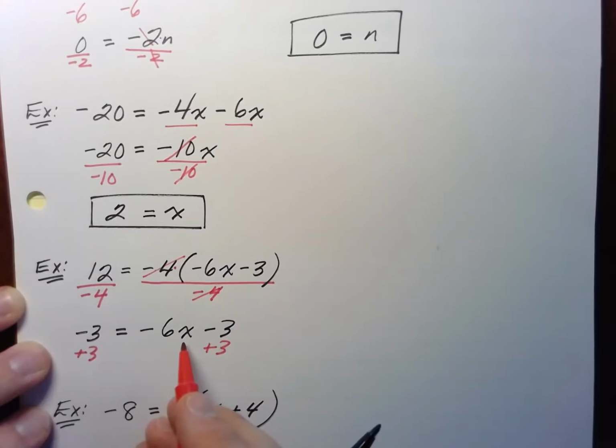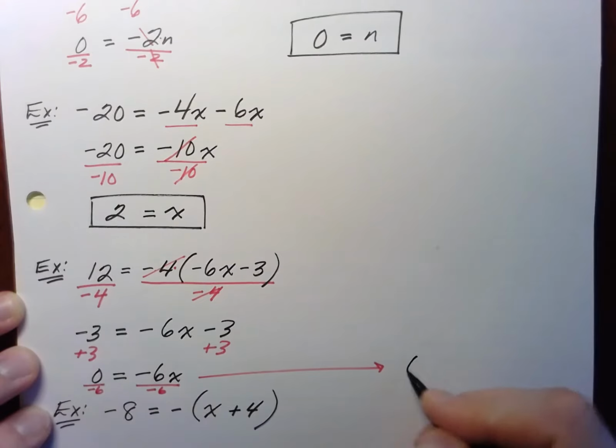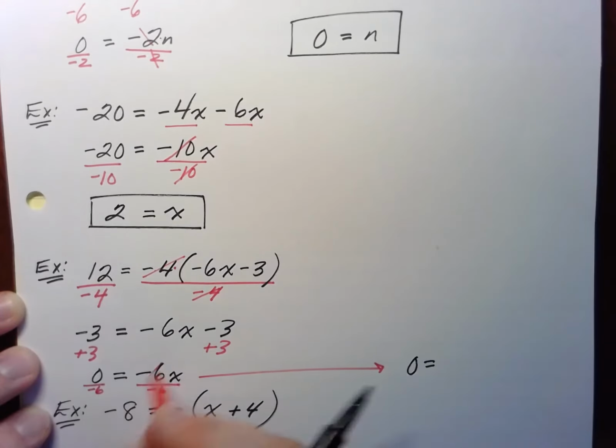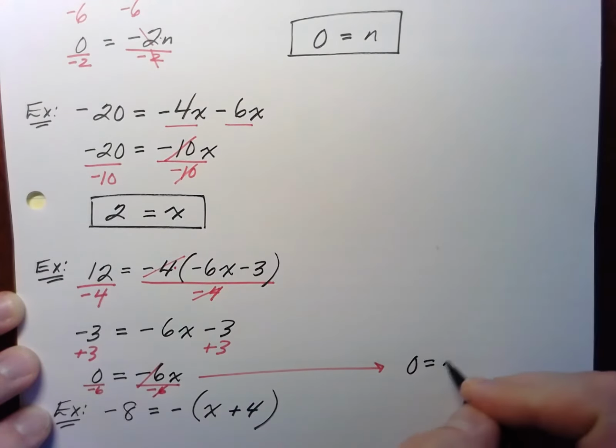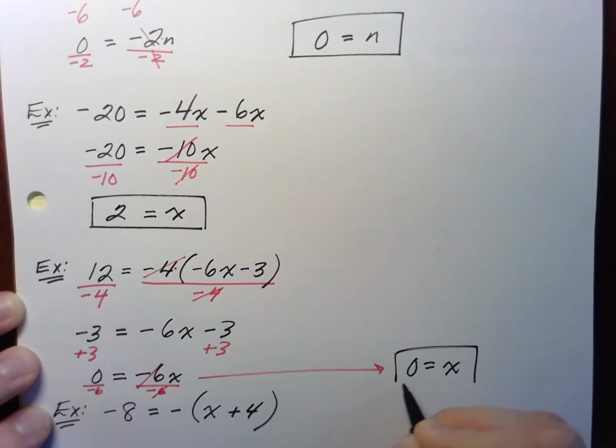And then, of course, I'm going to divide by -6, and I'm kind of running out of room here, but that's okay. We can go this way. And so the 0 over -6 gives me 0. The -6 divided by -6 goes away, and there is my answer.